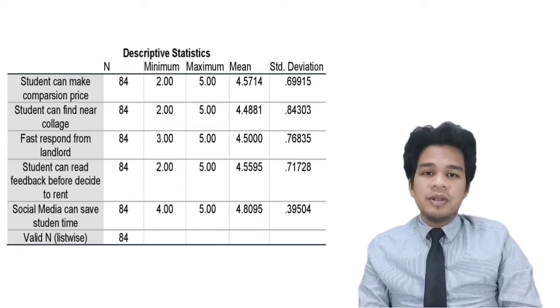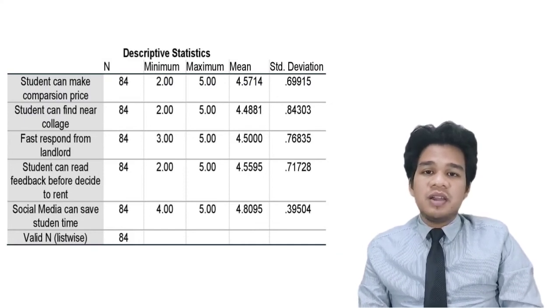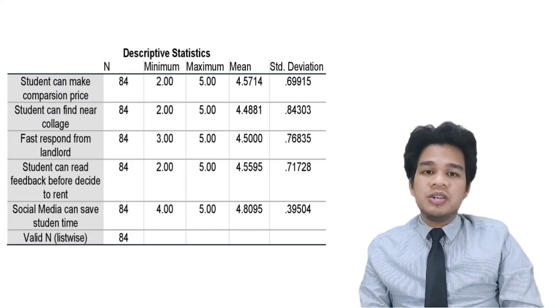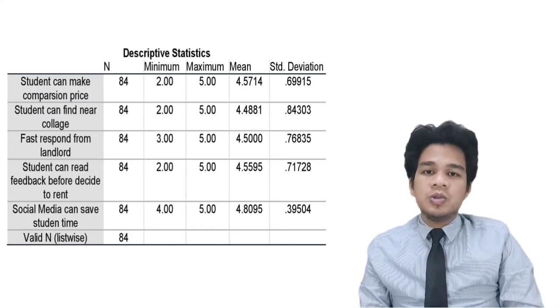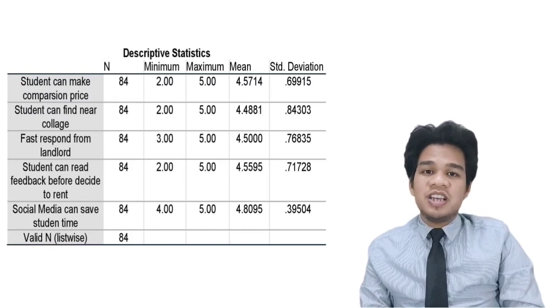As a conclusion, this study was to examine the effectiveness of social media platforms in helping students find rental housing. From the data, the majority of respondents who answered this questionnaire were female, which is 69.1% of 84 respondents. This indicates most female students rent a house around Section 7. The age shows the group 22-25 years old is the majority, at 77.4% out of 84. With this, most students aged 20-25 years old rent in Section 7, Shah Alam.